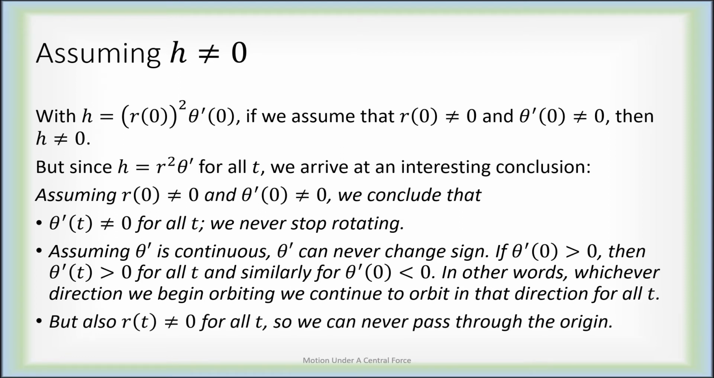But also, r of t is never 0. If r of t ever happened to be equal to 0, well then, here in our expression for h, I would get 0, but we know h isn't 0. So not only do we never stop orbiting in the same direction, we never pass through the origin. r will never be 0.